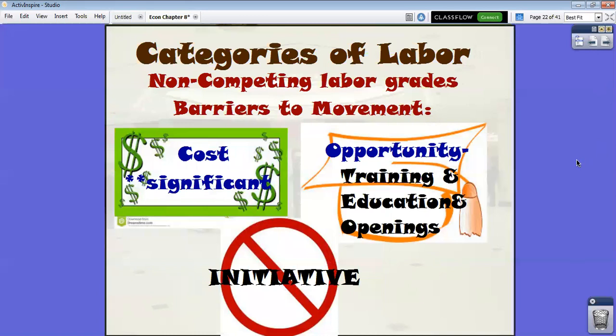When we look at our unskilled, skilled, semi-skilled, and our professional labor, they are not competing labor grades. So what that means is if you go interview for a job that's aimed at a professional category, you will not be competing against semi-skilled labor. Or if you are trying to get a job in an unskilled type of a job, you will not be competing with professionals for that same job. So they don't compete at all.